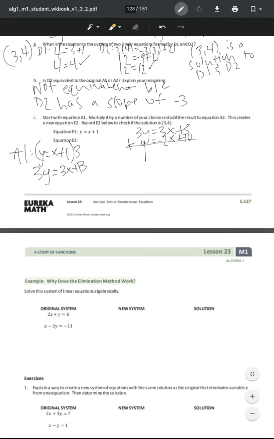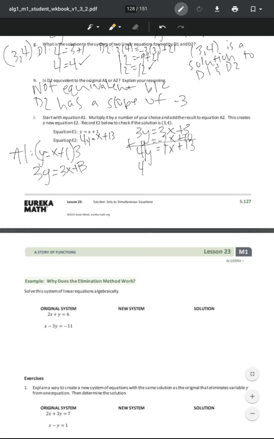3y plus y is 4y. 3x minus 2x is 1x. And 3 plus 10 is 13. So my new equation, E2, is 4y equals x plus 13. Okay, and then it wants us to check to see if (3, 4) is a solution to my new equation E2.